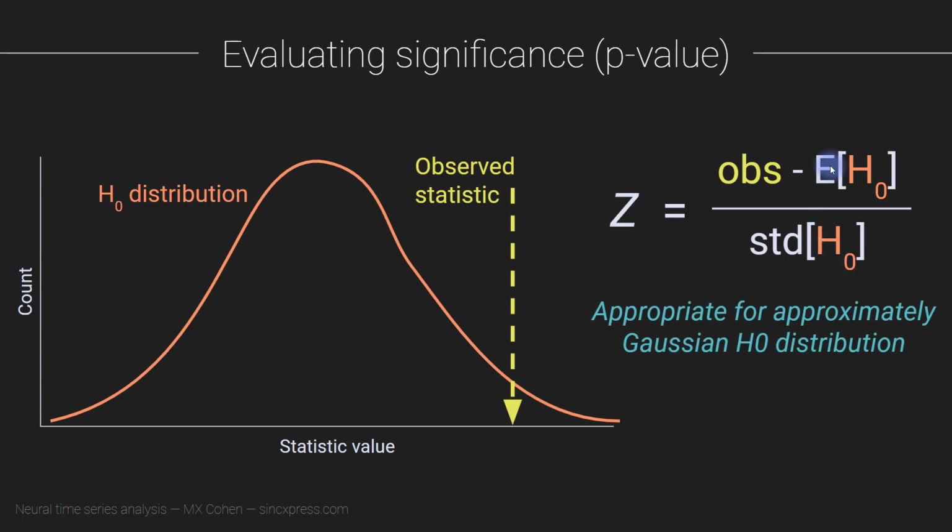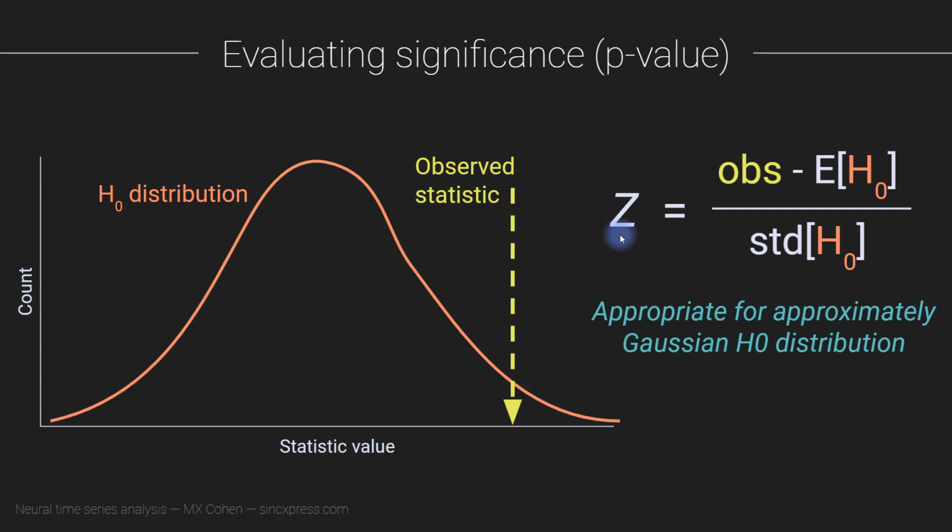And that's because the mean and the standard deviation of a distribution are sensible metrics only for roughly Gaussian distributions. Otherwise, the mean is not necessarily a useful measure of central tendency for all distributions. I've already discussed this concept when I talked about 1 over f and scale-free dynamics and so on. Okay, so that is the key assumption for this method of obtaining a p-value.